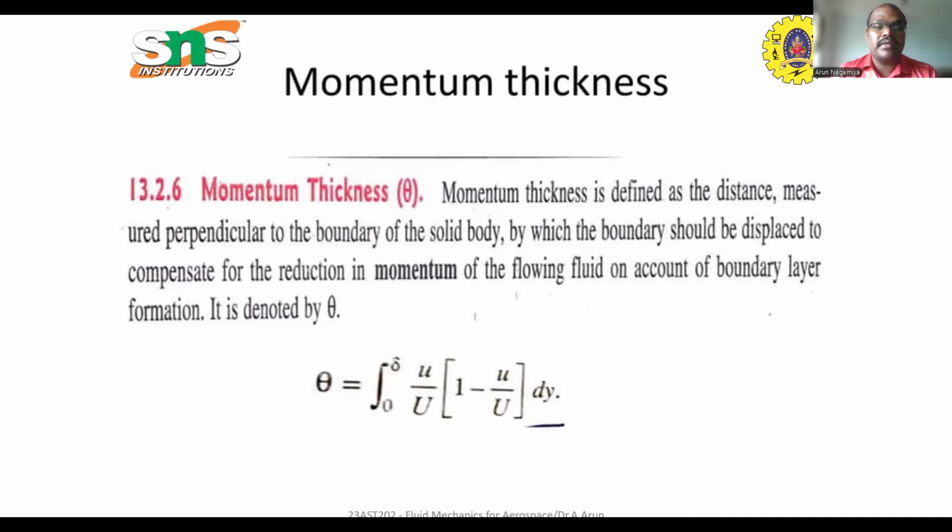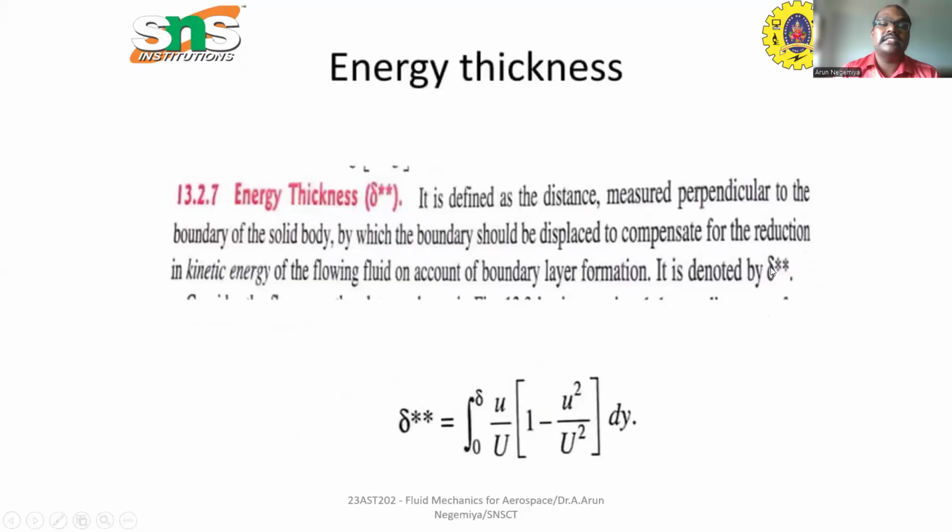The related parameter called the energy thickness is sometimes mentioned in reference to the turbulent distribution, but it is rarely used. The last one is the energy thickness, denoted as delta double star. It is defined as the distance measured perpendicular to the boundary of the solid by which the boundary should be displaced to compensate for the reduction in kinetic energy. Kinetic energy is half rho A V squared. Potential energy is rho A V.